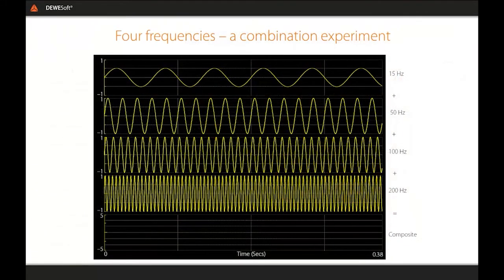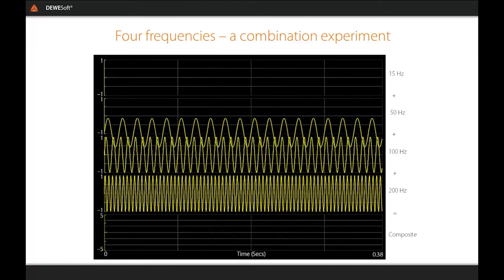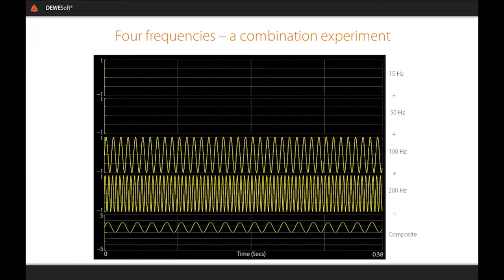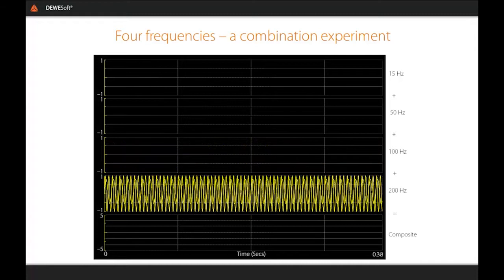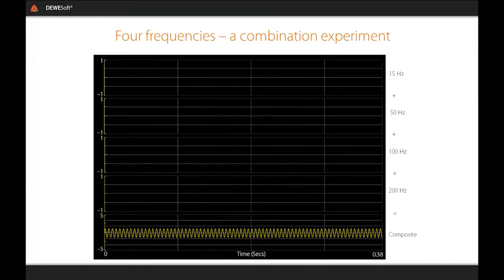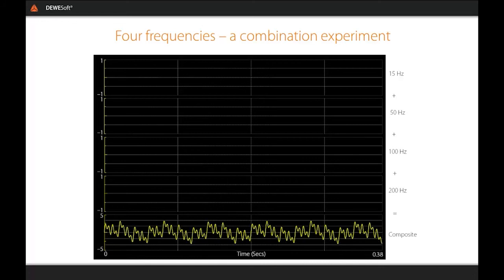Okay, to illustrate the effect in our world, I've got 4 sine waves. One at 15, one at 50, one at 100, and one at 200 Hertz. And I'm going to combine those into one. And a quick challenge as they compose themselves in the composite. Which frequencies do you think you can see in the composite?